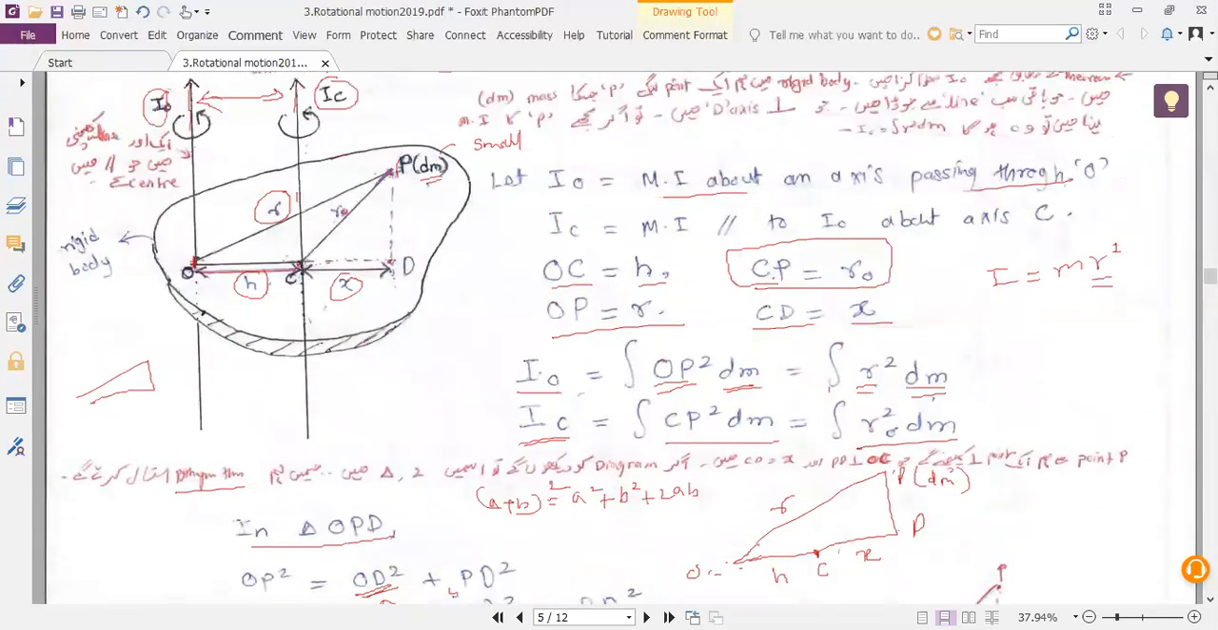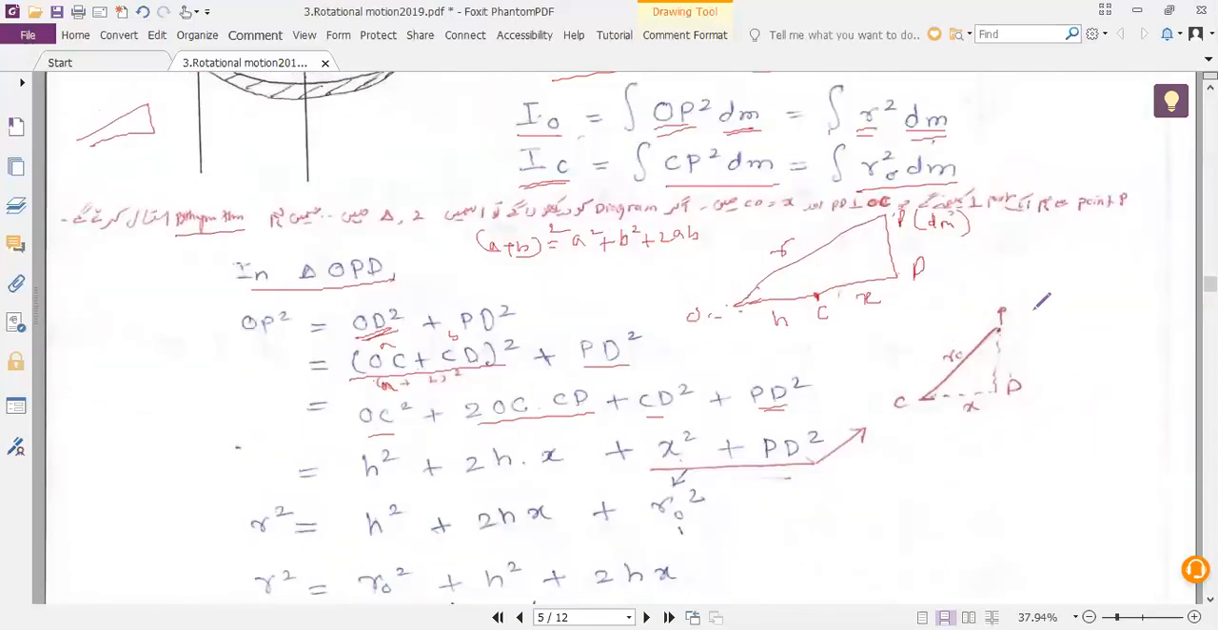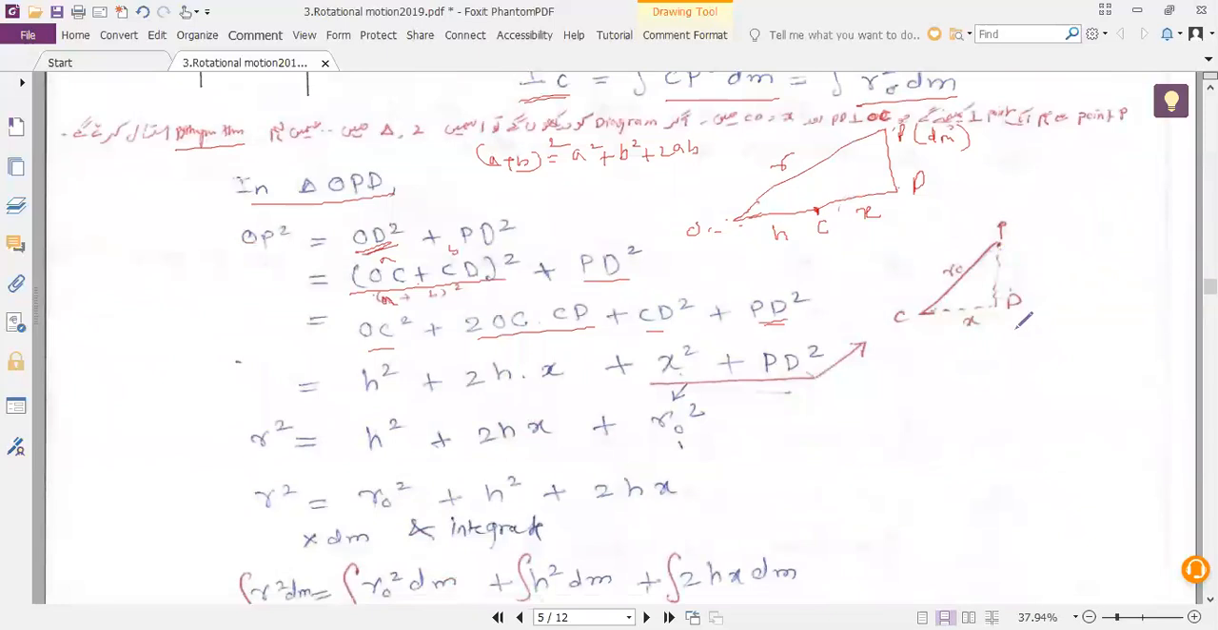Now, can you see this small triangle PCD? What is PCD? We are again using the Pythagoras theorem because we are removing this part. So what is the Pythagoras theorem? PC square is equal to PD square plus CD square.